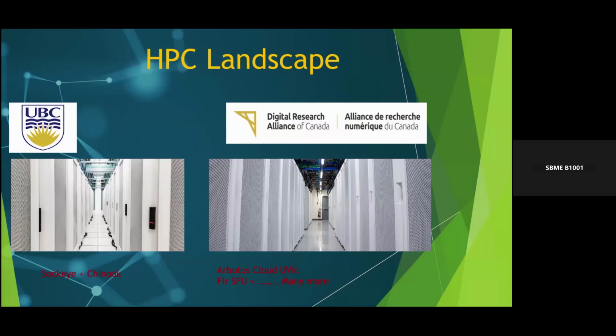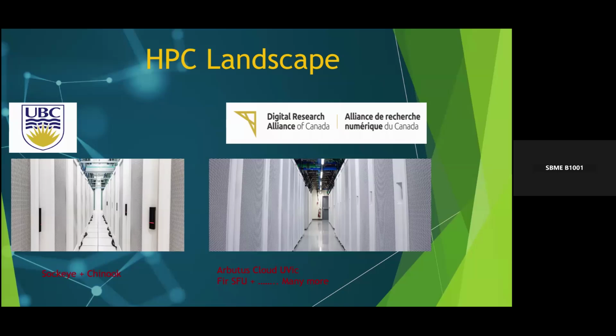So first, let's look at what is the landscape of HPC at UBC and what is the landscape outside UBC across Canada. At UBC, we are running a system which is called Sockeye and Chinook. Sockeye is our primary computing engine, and Chinook is our storage platform. I will be talking about this as we go.